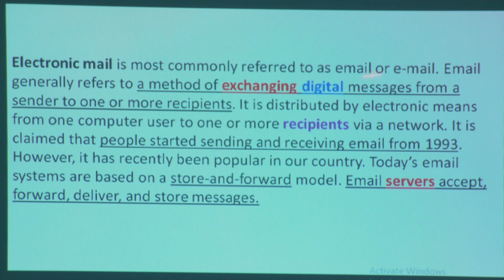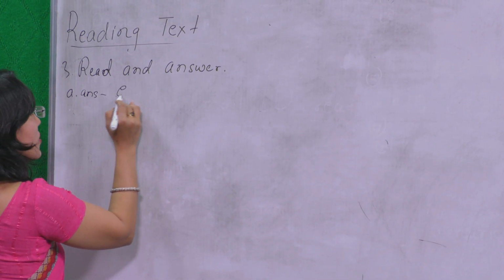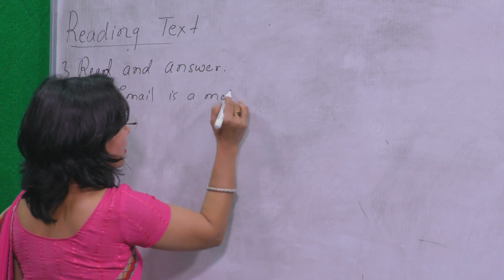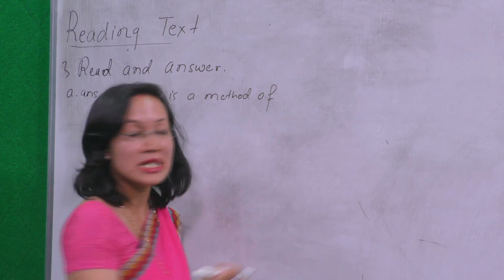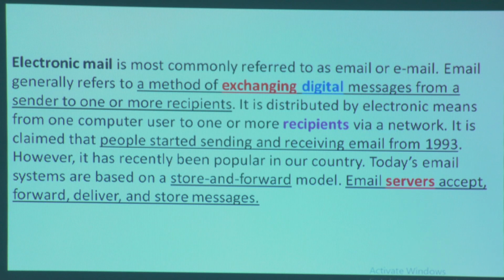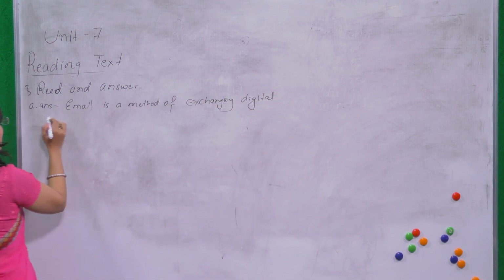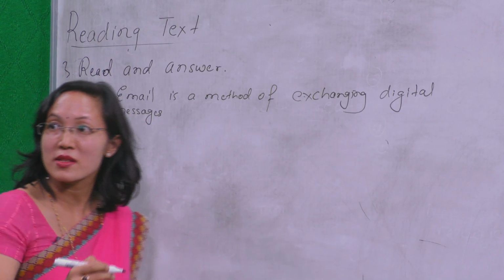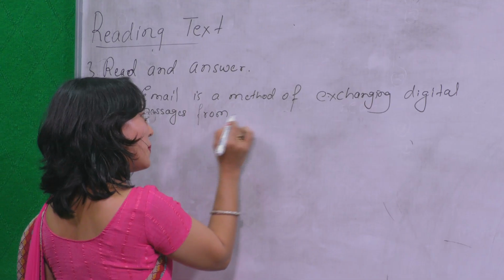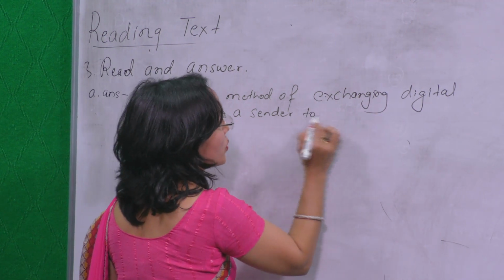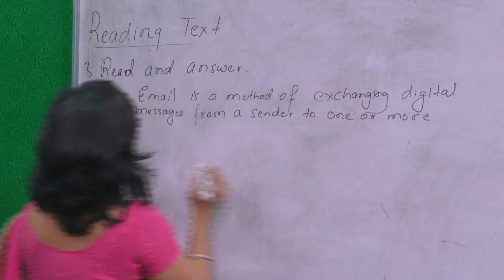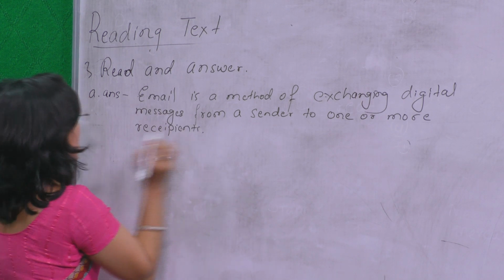Email generally refers to a method of exchanging digital messages from a sender to one or more recipients. So how do you answer it? What is an email? Answer: Email is a method of exchanging digital messages from a sender to one or more recipients. Is that clear? It's a very simple answer.